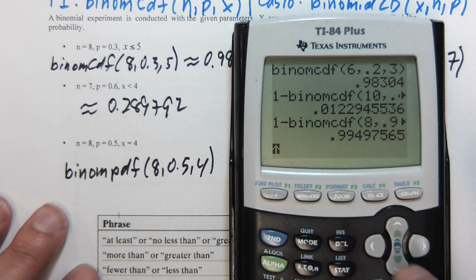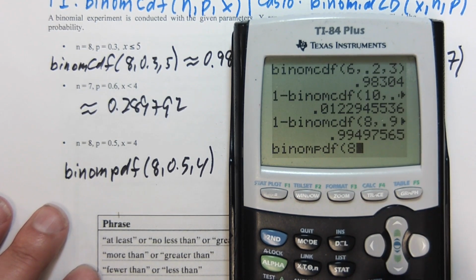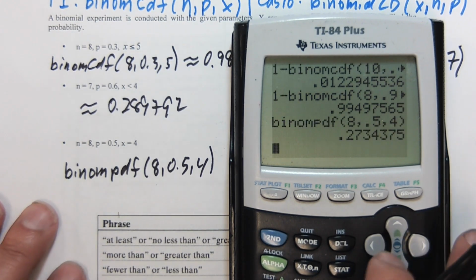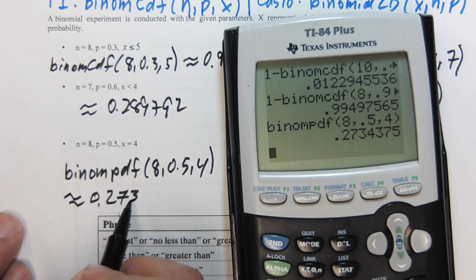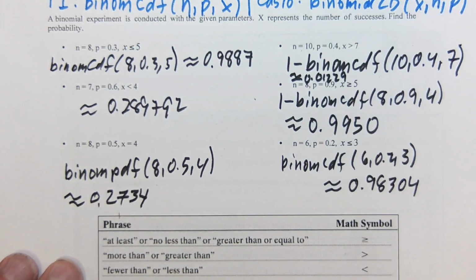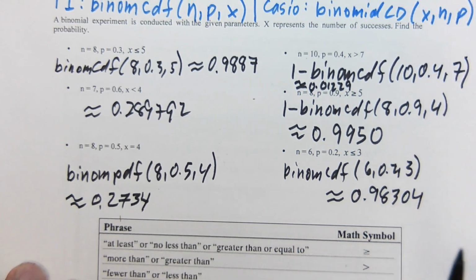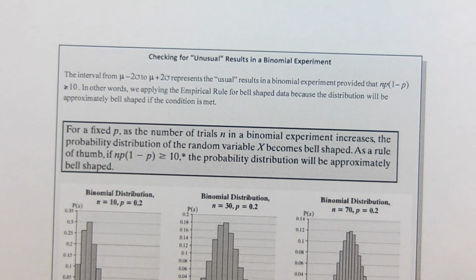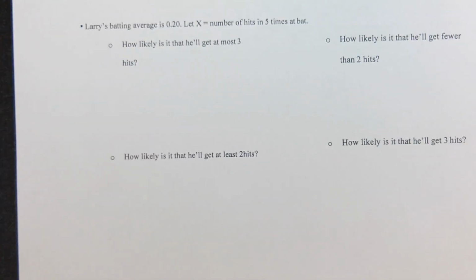So we have distribution. And now it's binom PDF. 8, comma, 0.5, comma, 4. 0.2734. Pardon the bad handwriting. So go through these, practice these a few times maybe. Just make sure that you get used to your technology and your calculator. Here are some buzzwords that could be helpful. And we are now to the next page with some applications.